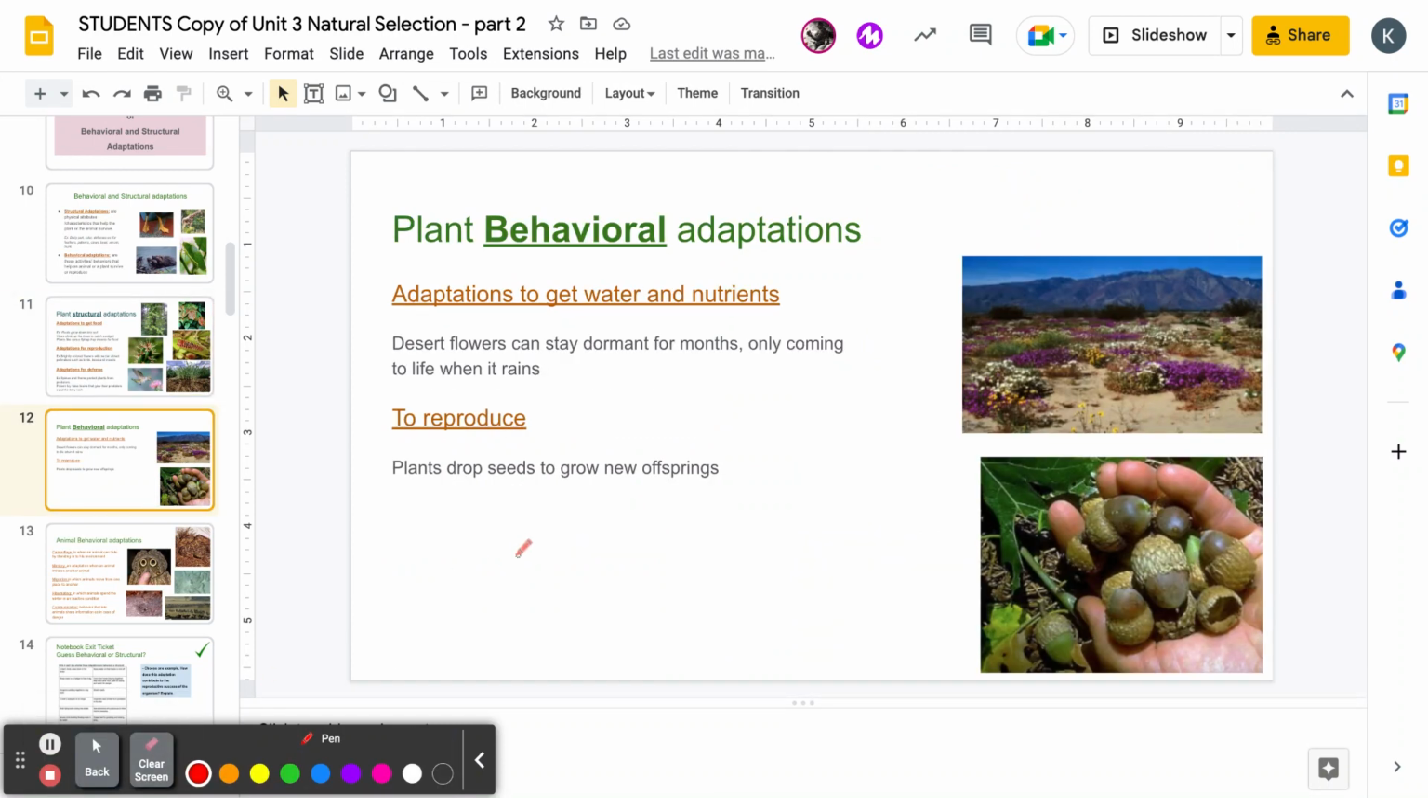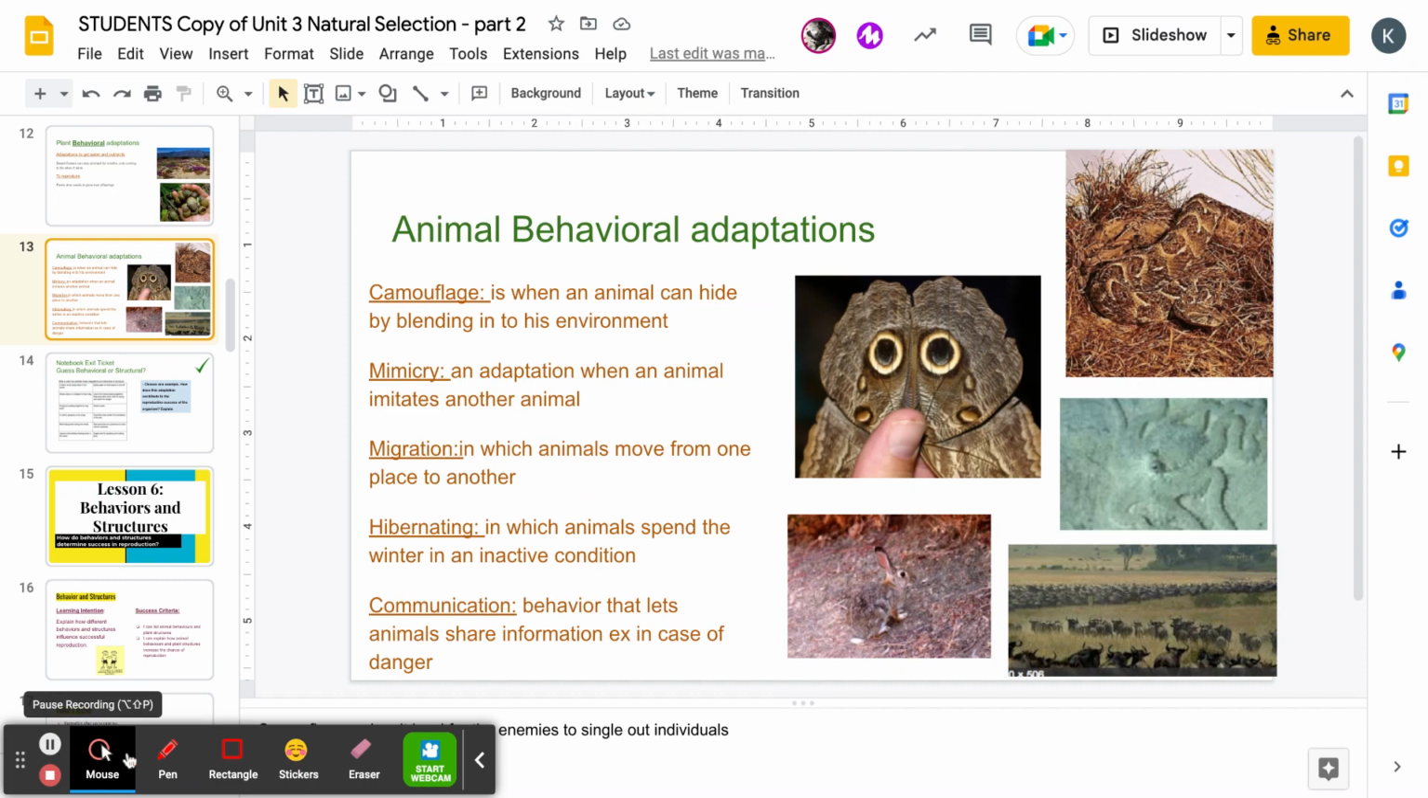An example of a plant behavior, desert flowers can remain dormant for months. So, going into that dormancy phase to survive is an example of behavior. Plants also drop seeds to grow new offspring. That is an example of behavior. If you're talking about a plant that is going to grow towards the light, that is an example of behavior too. And finally, we have animal behaviors.